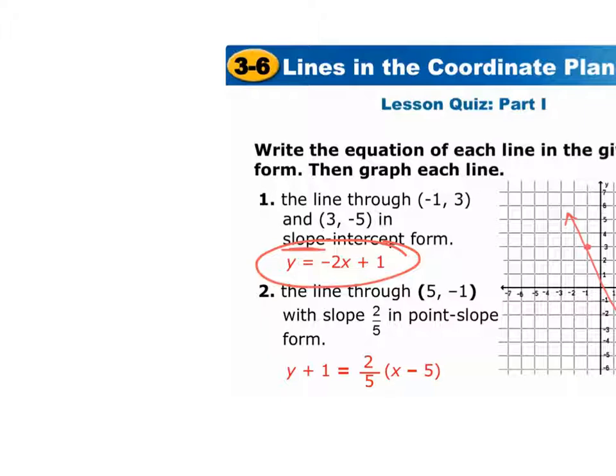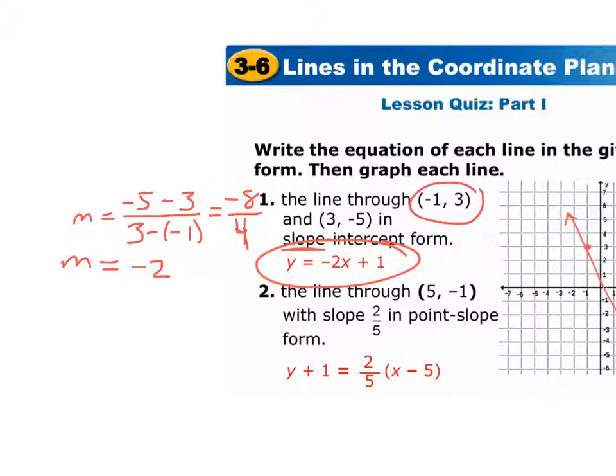So we can plug these two into our slope equation. So m is equal to y2 minus y1 over x2 minus x1. And we get -8 over 4, which is equal to -2. So now we need the y-intercept.